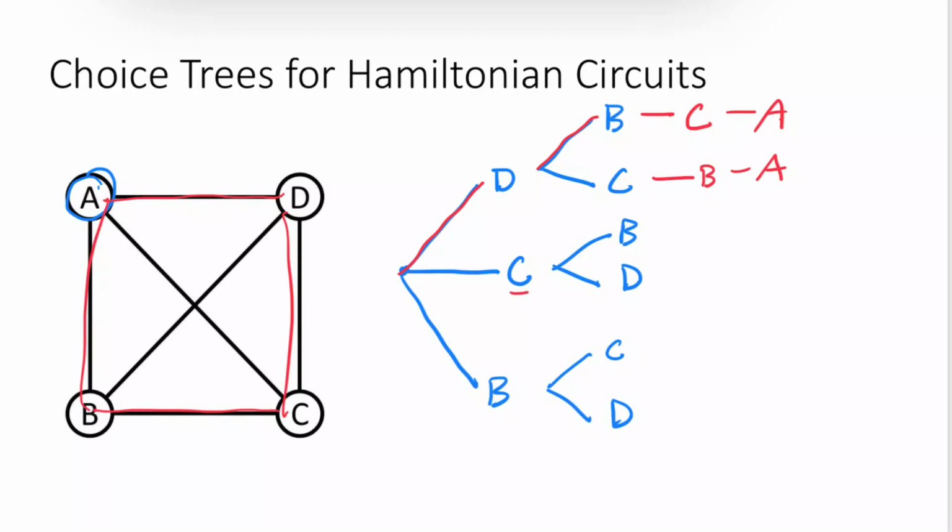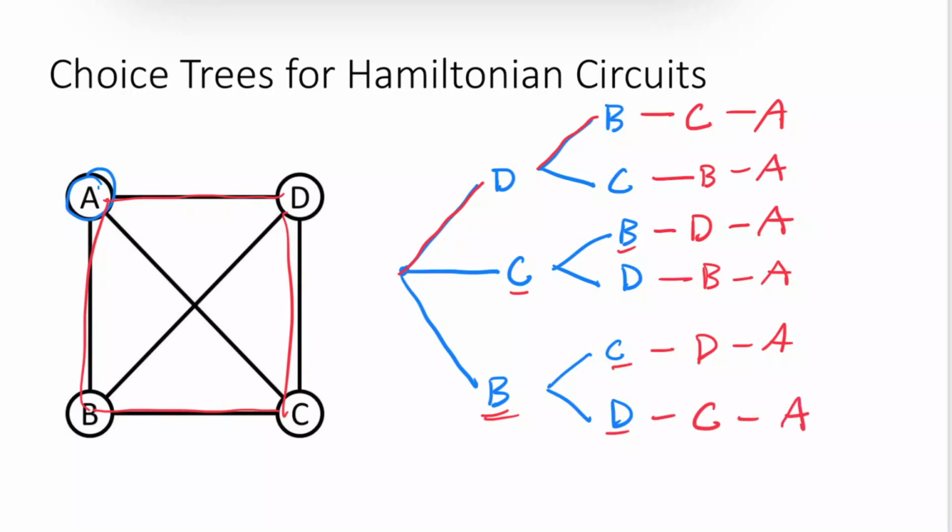So if I went to C and then B, my only choice would be to go to D and then go to A. If I went to D, then I'd have to go to B and then A. If I went to B and then C, then I'd go to D and then A. If I went to B and then D, I'd go to C and then A. And these would be all of the different choices I could make.